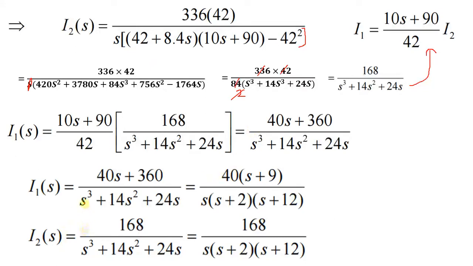So in this equation take s outside and you should simplify. The final equation should be like this. If you have any doubt, post in the comment section. So move on to the next slide.